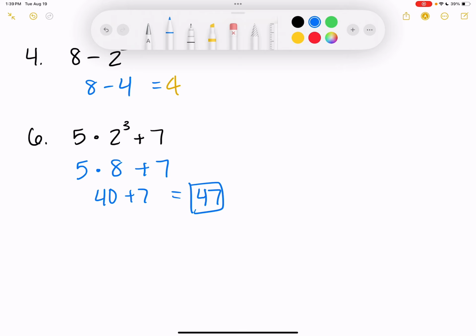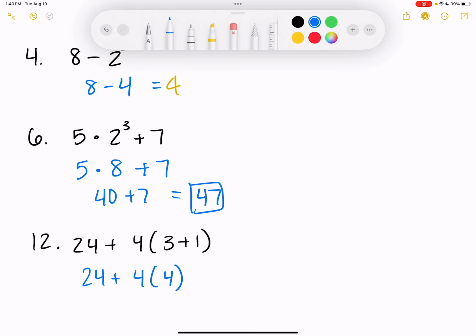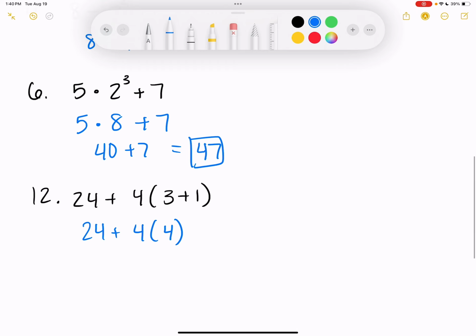Trying to find one that's a little harder. 12. 24 plus 4 times 3 plus 1. So what would I have to do first according to order of operations? 3 plus 1. Yep, 3 plus 1. We always do what's inside the parentheses first. So this would be 24 plus 4 times 4. Now what do I have to do next? 4 times 4. So I've got 24 plus 16, which gives me 40.